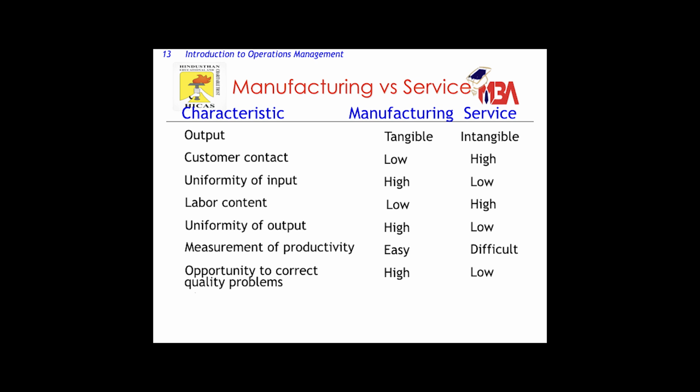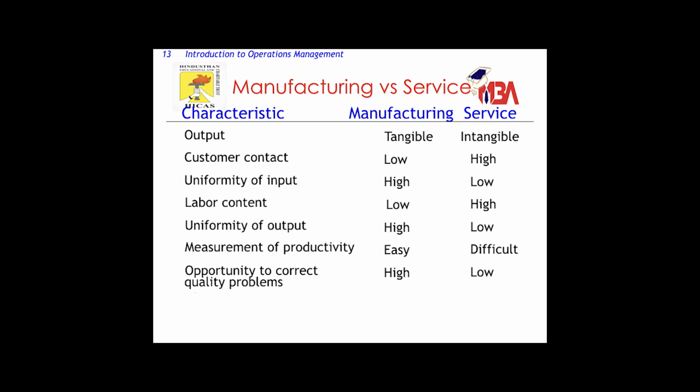If you take output, manufacturing is tangible, service is intangible. Customer contact: manufacturing is low, service is high. Uniformity of input: manufacturing is high, service is low. Labor content: manufacturing low, service is high. Uniformity of output is high in the case of tangible, high in the case of manufacturing and low in the case of services.